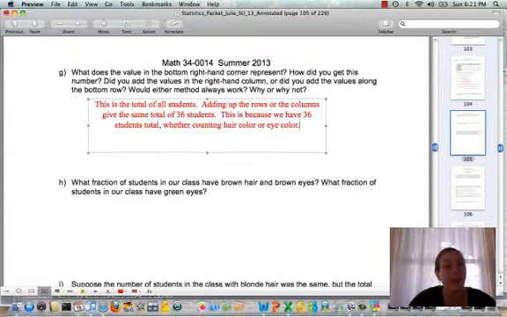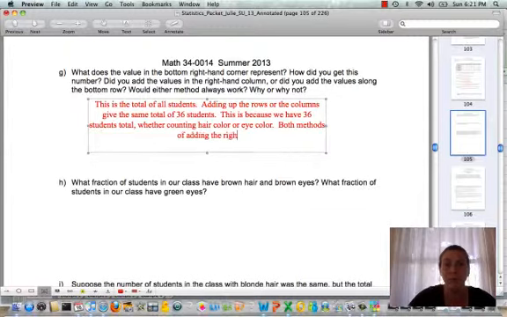And we said, did you add the values in the right-hand column or did you add the values in the bottom row? And both methods work. So we're going to say both methods of adding the right-hand column totals or the bottom row totals give the same result.